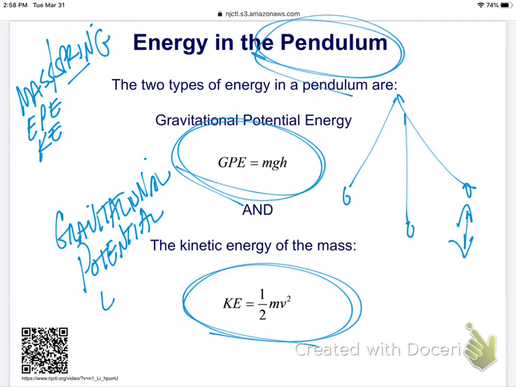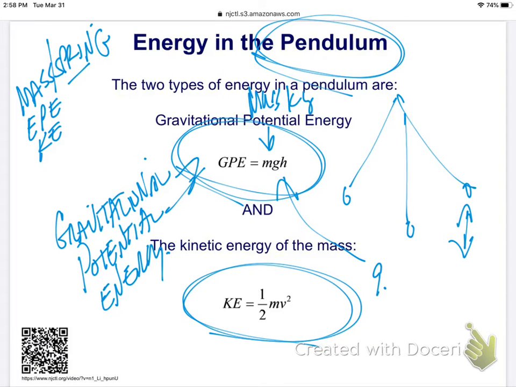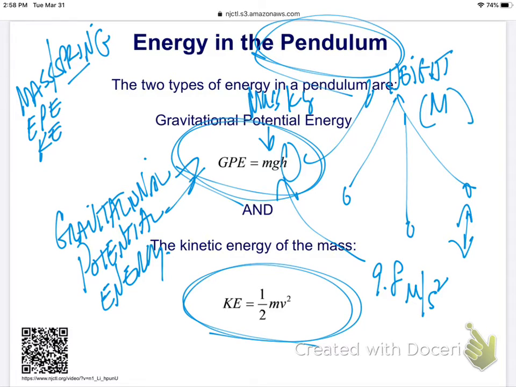Gravitational potential energy, otherwise known as GPE. M is mass, and that's in kilograms. G, you'll recall, is just that acceleration due to gravity, which is 9.8 meters per second squared. And H is the height that the pendulum swings up, and that's in meters.